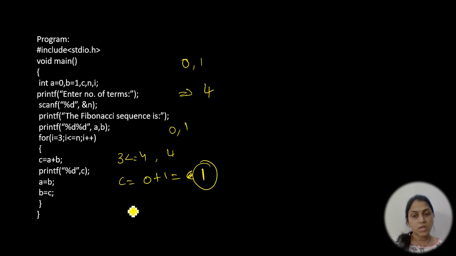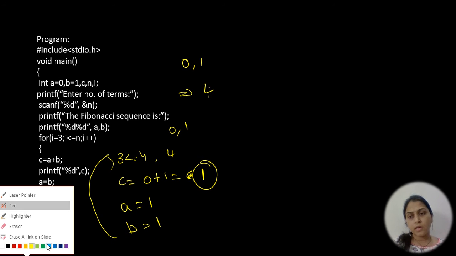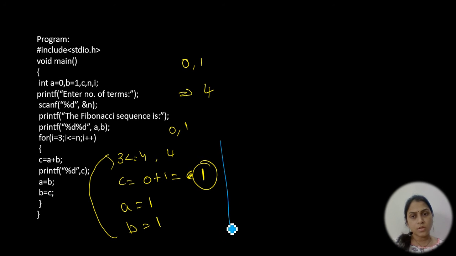Now interchange. What is the B value? B value is 1. So that B value will be copied to A. Now B is equal to C. What is the C value? C is 1. Okay, now A and B values are 1. So again go back. Whenever I go back, I is already incremented to 4.